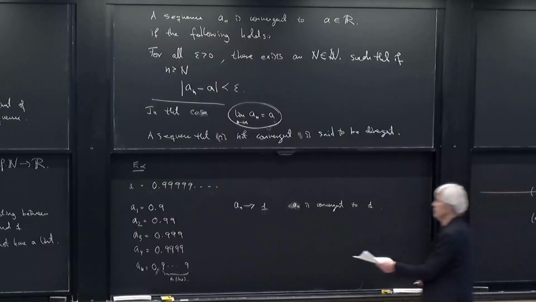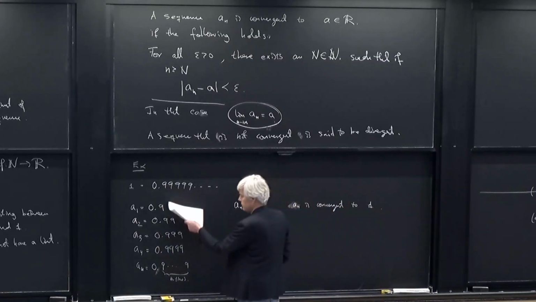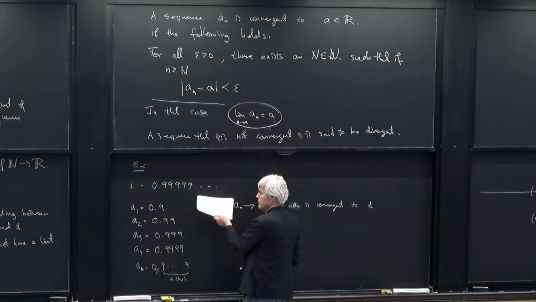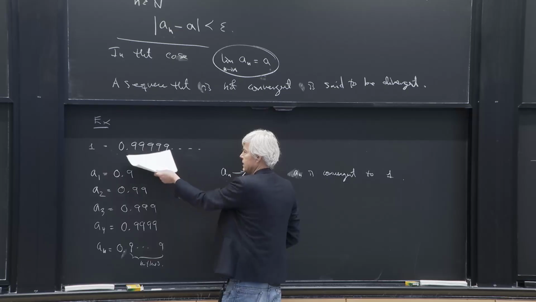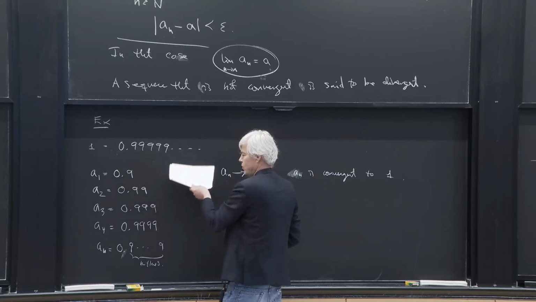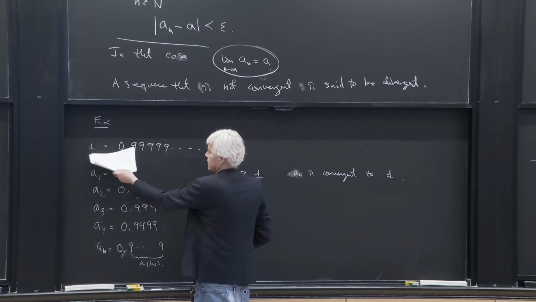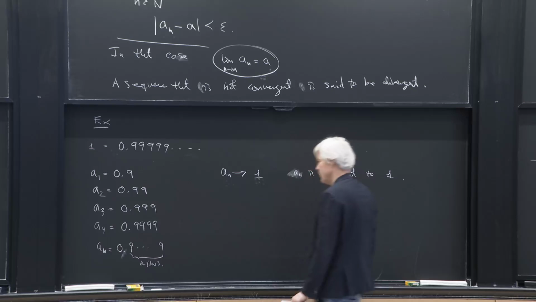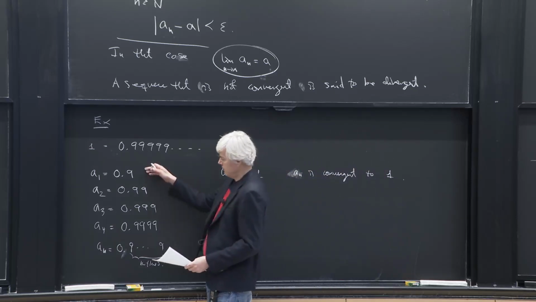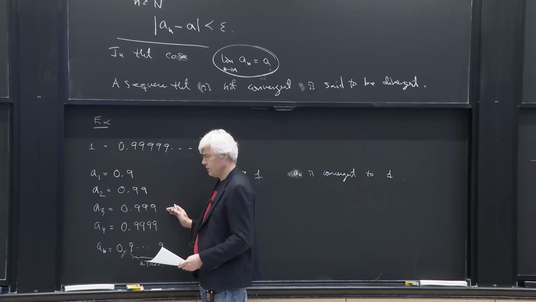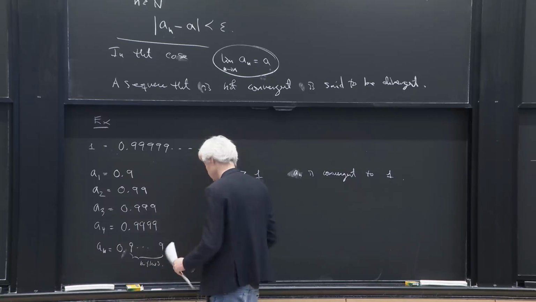So I claim that this sequence here, defined like this, and this is really how you think about this number, you sort of think of it as 0.99 with more and more 9s added, and the limit, which is really what this number in itself is, is 1. Now let me explain why the sequence defined this way is convergent with limit 1.